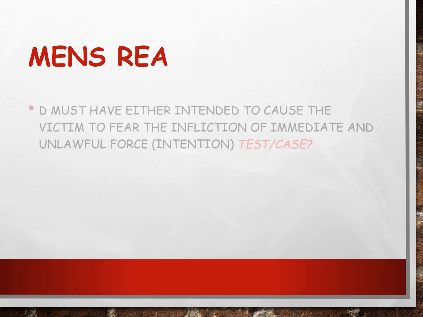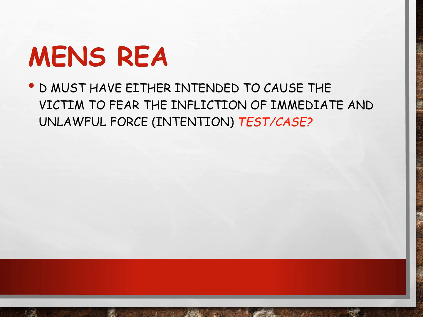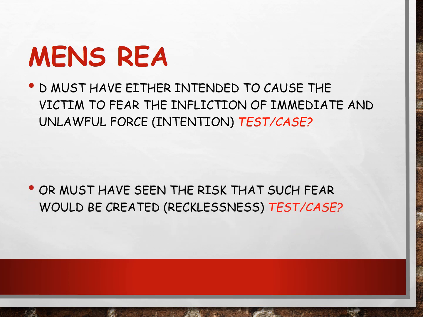The mens rea is that the defendant must have either intended to cause the victim to fear or have been reckless as to whether the victim fears or not. So we go back to our original principles and apply those. We decide, did the defendant intend to cause the victim to fear, or through their conduct were they reckless? So did they see a risk through their actions, which is more of an indirect way. So these are the tests that we apply.